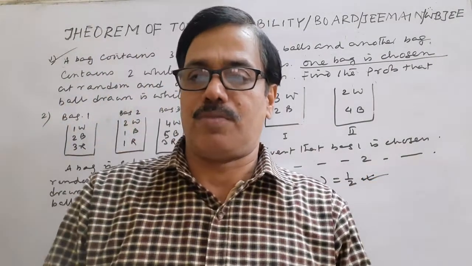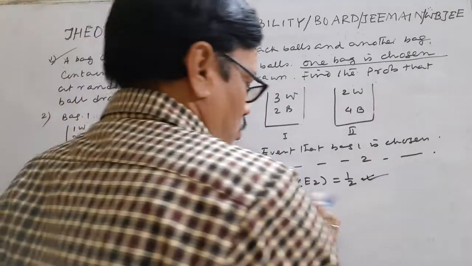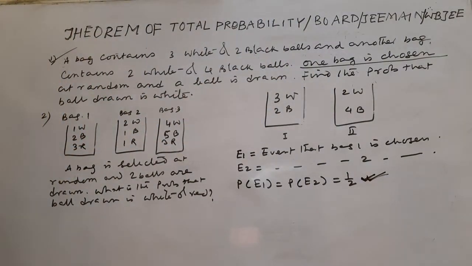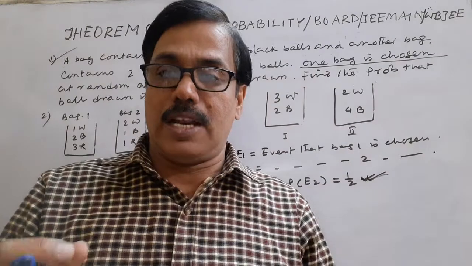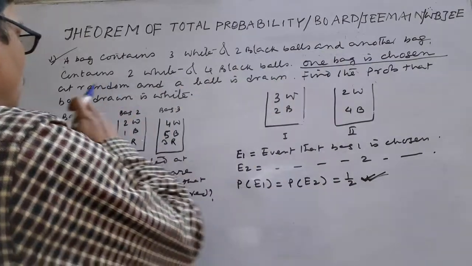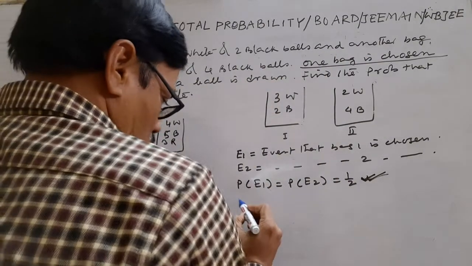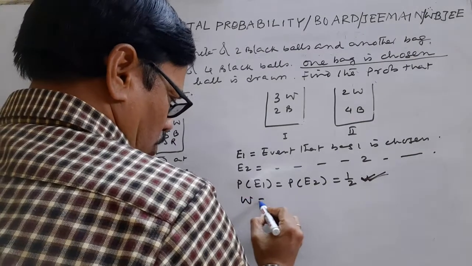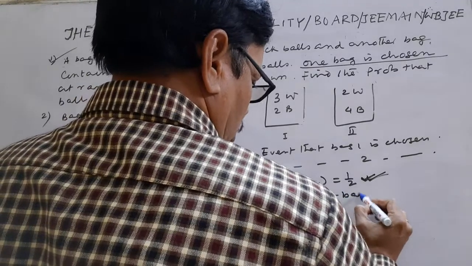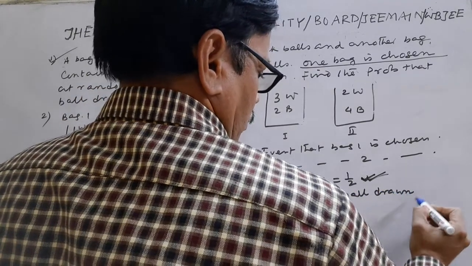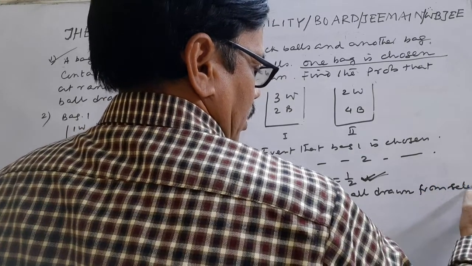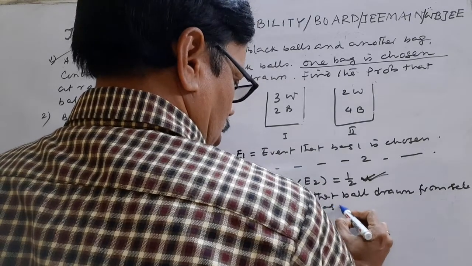Now what is our first observation? P(E1) plus P(E2) must be 1. So it is our first observation. Then we have to define an event A, the event that a ball is drawn. Find the probability that the ball drawn is white. So for white, you write W equals the event that the ball drawn from the selected bag is white.